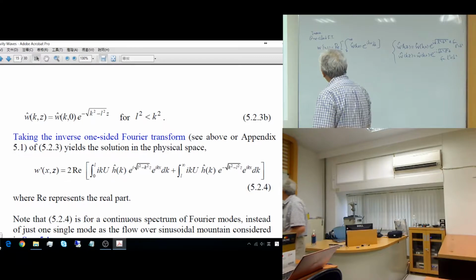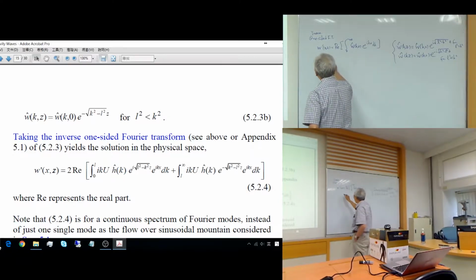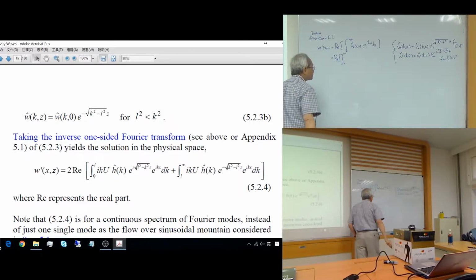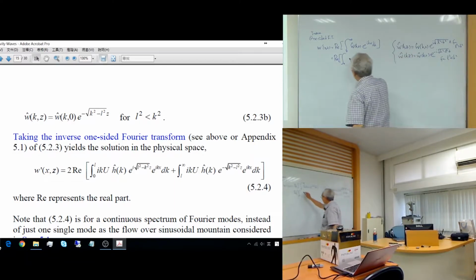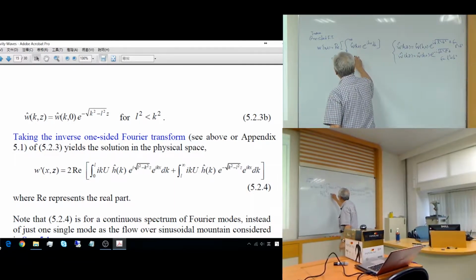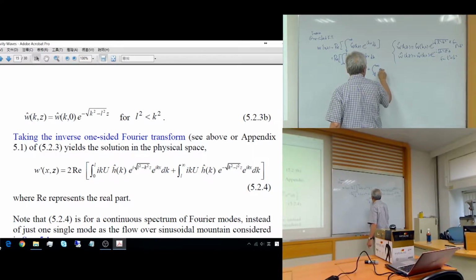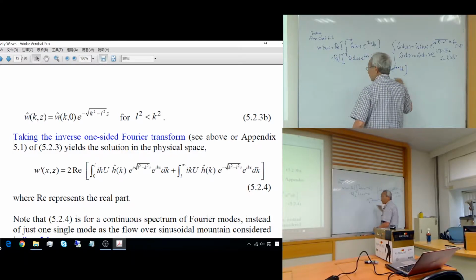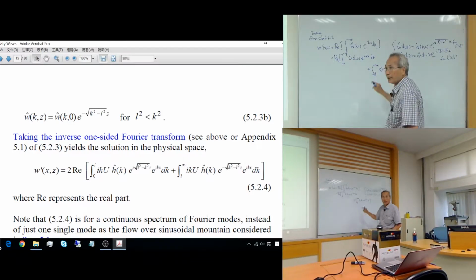Okay, now this one will break up into 2 parts. So this gives us the real part of, since we are going to integrate over k, the integral from 0 to L of W hat of k, g e to the i k x dk, plus the integral from L to infinity of W hat of k, g e to the i k x dk. Right, I can break it up into 2 parts: 0 to L, L to infinity.